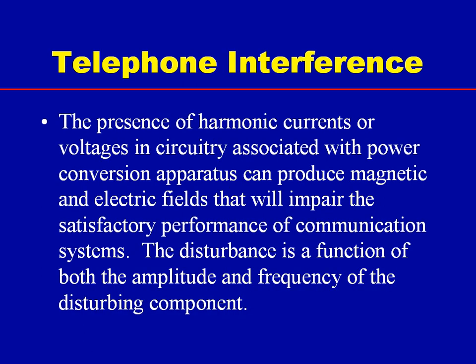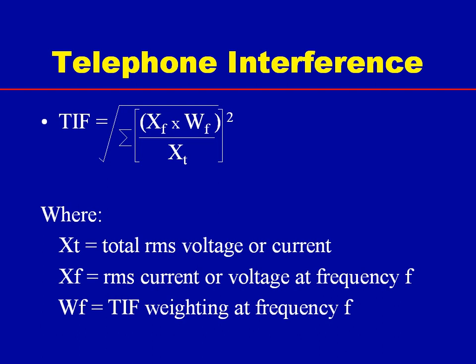Harmonic current can also interfere with communication systems. The interference is a function of the amplitude and the frequency of the harmonic current. A relative measure of possible telephone interference can be quantified by calculating a telephone interference factor. The telephone interference factor calculation uses the RMS current or voltage at each frequency with a weighting factor for each frequency relative to the total RMS current or voltage.